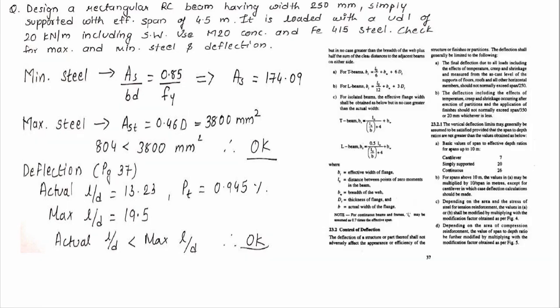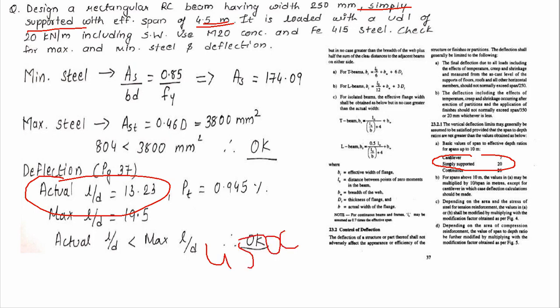As in the question it is mentioned as a simply supported beam, we will be taking the ratio to be 20. That is, the equation will be 20 into MF. Again, keep in mind MF is not printed here, so we will be taking it as 20 into MF. MF is the modification factor. But first of all we will be finding the actual L by D. The actual L, the length of the beam, is given as 4.5, so that will be 4500 divided by 340. We will be getting an answer of 13.23. Yeah, this will be our actual L by D.